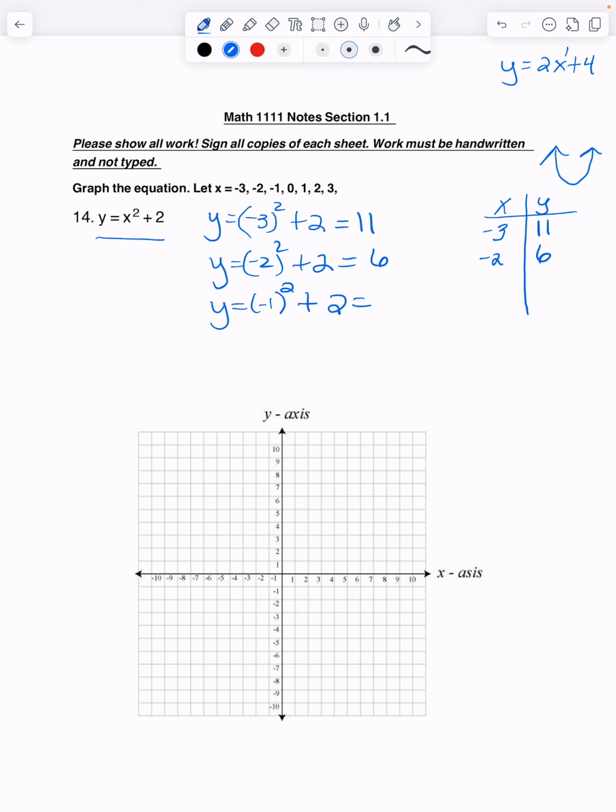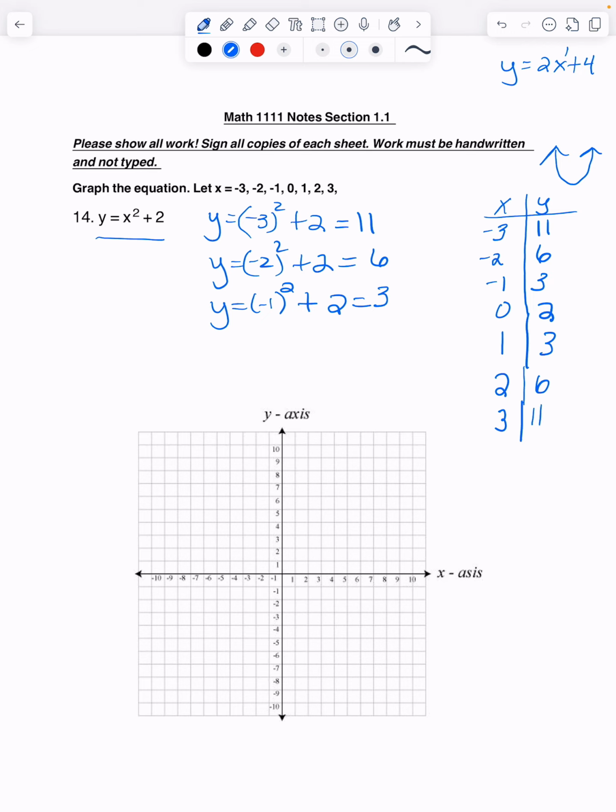So -1 squared is 1. 1 plus 2 is 3. And if we continue on, 0 squared plus 2 is 2. Plugging in 1 for x, 1 squared is 1. 1 plus 2 is 3. 2 squared is 4. 4 plus 2 is 6. And 3 squared is 9. 9 plus 2 is 11. So these are my ordered pairs.